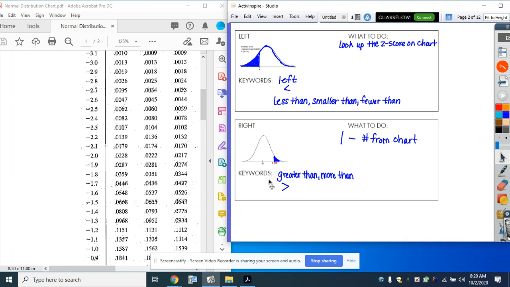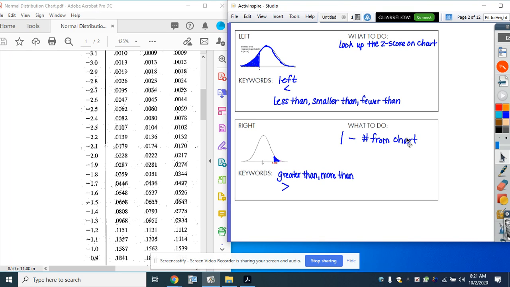If we're coming from the right, then if my number is here and I want the numbers from the right, notice it's everything except what I get from the left. So this whole area under the curve, if I turn 100% into a decimal, that would be 1. So this whole thing is equal to 1. So for this one, I'm going to say the keywords are greater than, more than, those kinds of words, and then my greater than symbol. So when I come from the right, I'm going to do 1 minus the number from the chart.